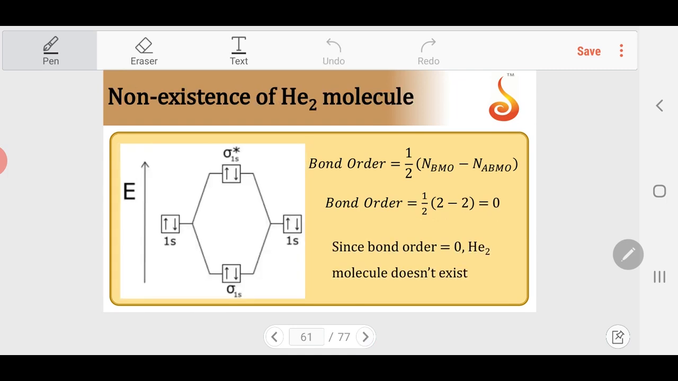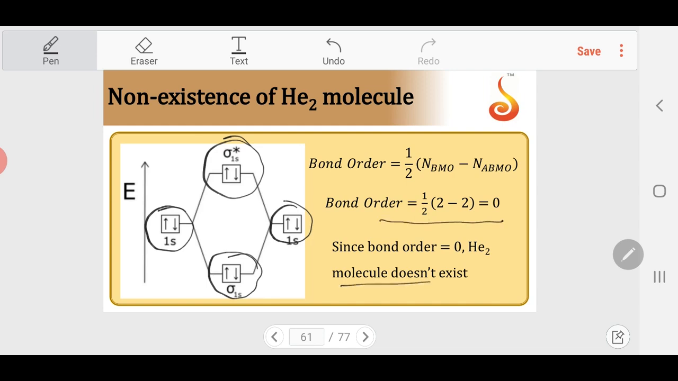If I take helium, the He2 molecule, assuming that it exists, each helium will have a 1s2 configuration. There are two atoms of 1s2 configuration. So 2 plus 2, 4 electrons: sigma 1s, sigma star 1s. You get 2 electrons in sigma 1s and 2 electrons in sigma star 1s. So the bond order will become 0. So no molecule of He2 exists.